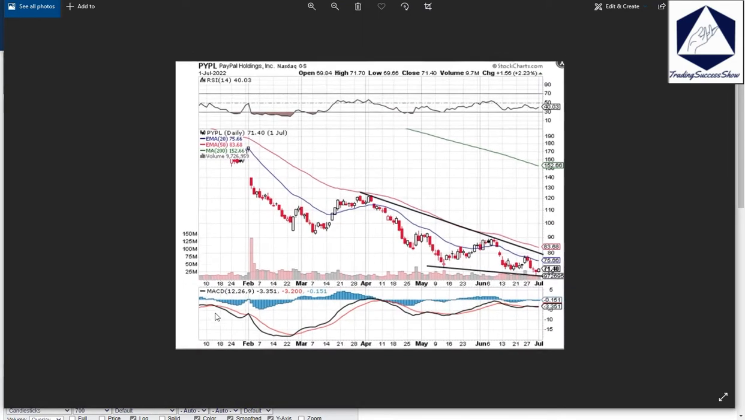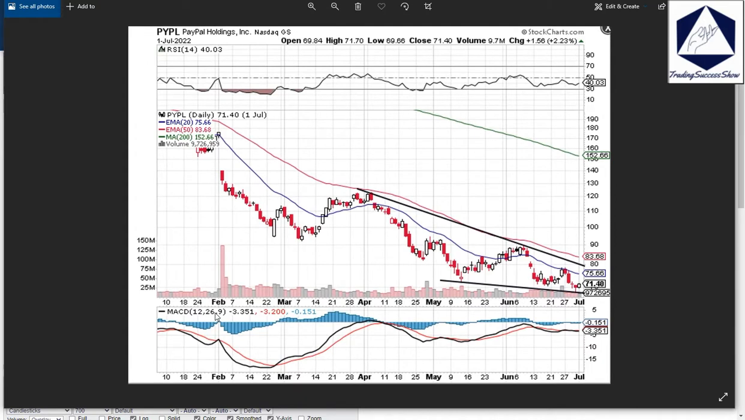Okay, also we're talking about PayPal. PayPal is also another strong holding for me as well. I have some position on Apple and PayPal. So right now PayPal is working the $70, $72 area right around here. So if we can break through the $75, $76 spot, I think we're looking at $80.